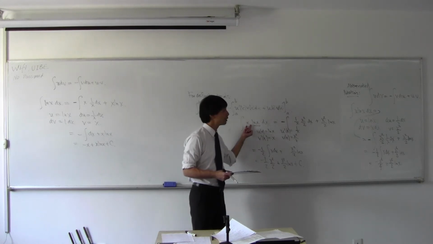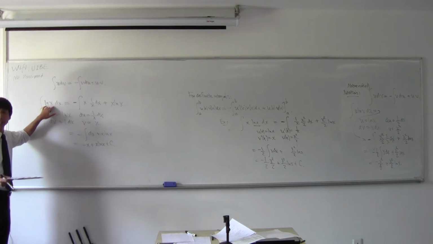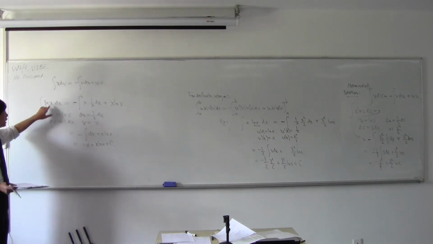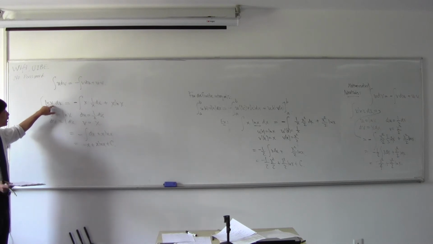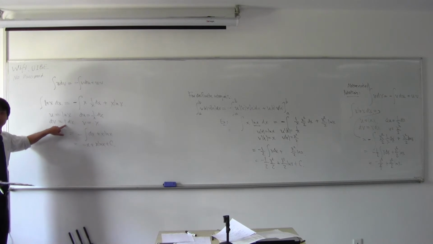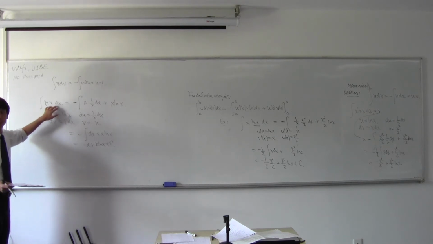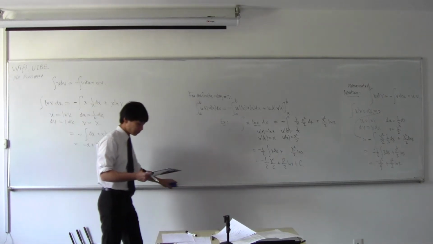Okay. Similarly here, I don't know how to integrate natural log of x yet, so I'm going to choose that as my u because I want to differentiate it. I'm looking for something I can differentiate. I know how to differentiate this. I'm looking for something I can integrate. Well, I can integrate the number 1. Okay. So you have to be sort of smart about how you break up your integral.